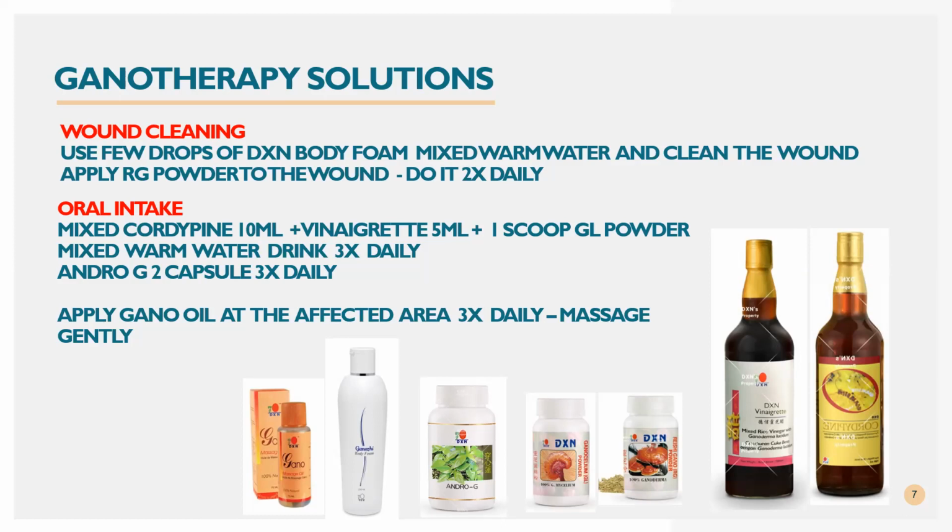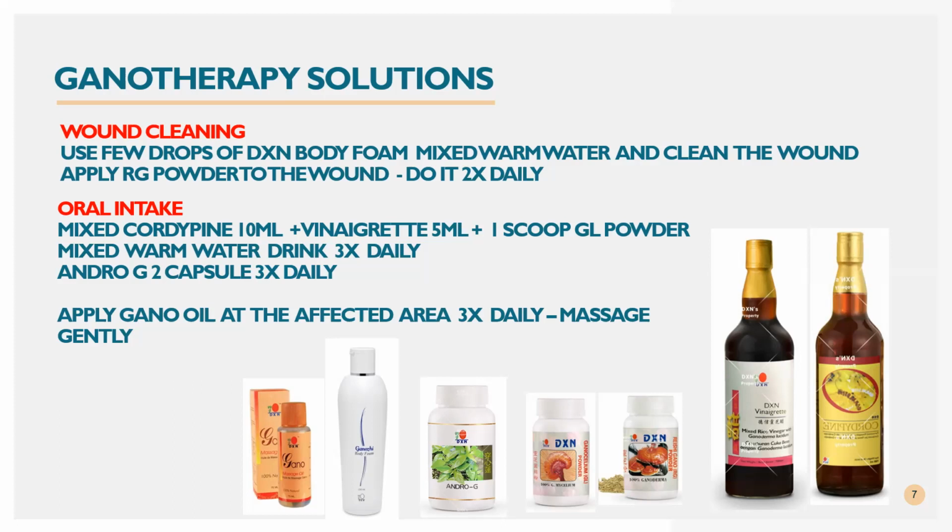Press the wound, and once you press up, all the water has been absorbed into the gauze. Then you apply the RG powder. For oral intake, we can mix Codipine 10 ml, Vinaigrette 5 ml, and 1 scoop of Gel powder. You mix this together.